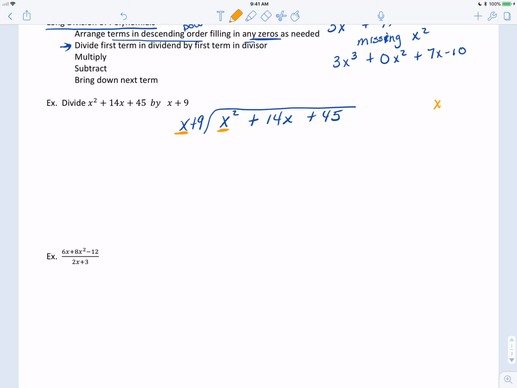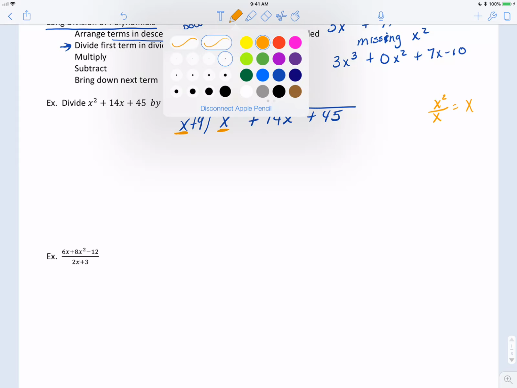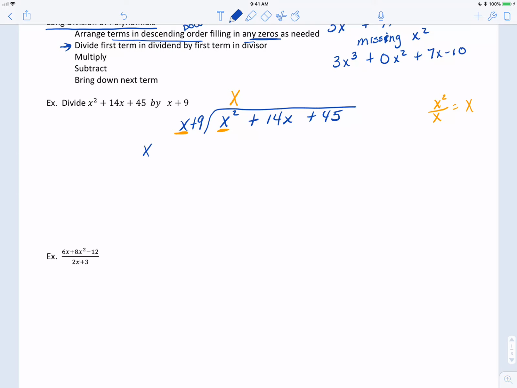Well, how is x squared going to become x? Or how is x going to become x squared? Well, it's just like we divide. How many times will it go in there? Well, we need another x to make that an x squared. So x squared divided by x is x. So we're going to put this x up here. Then remember, you multiply. Well, we've got to multiply it times the x plus 9. So x times x is x squared, and x times 9 is 9x.